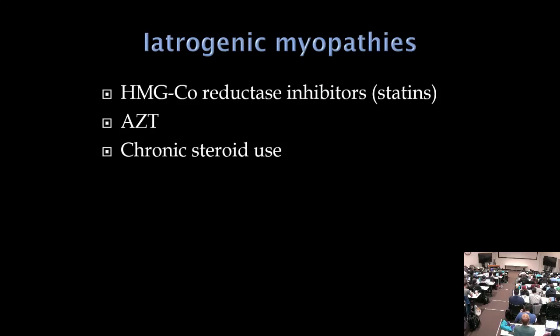Remember, AZT used in the treatment of HIV can cause an inflammatory myopathy. And chronic steroid use, among all of its other long list of side effects, has one big downside: having patients on chronic steroids can cause some weakness of proximal muscles.